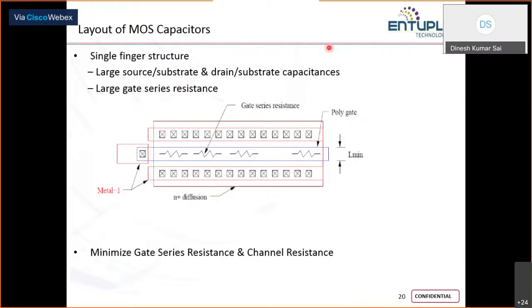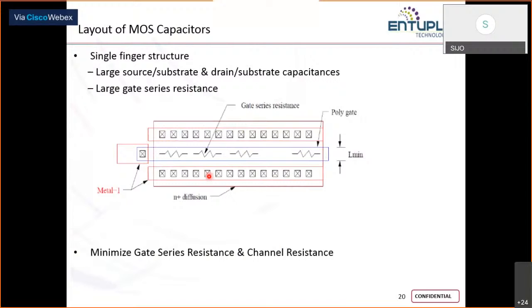So it is always recommended to go with L minimum, so that the resistance associated with the polysilicon gate is minimized, because you already know polysilicon is a highly resistive material, so we always better go with the L minimum there. Okay, so minimize the gate series resistance and channel resistance. That is what is recommended. When you go for a MOS capacitor, try to avoid those parasitics. Minimize your channel resistance and also the gate series resistance, which is what I have shown in the figure.